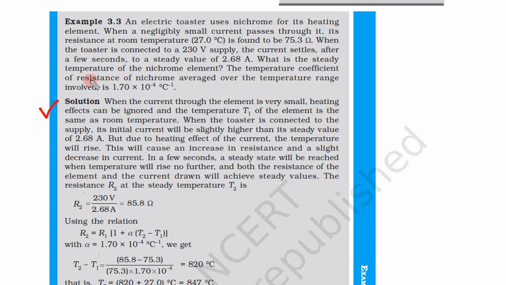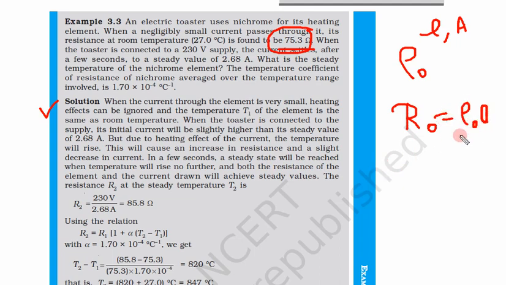Let's solve this problem. What we are given is the initial resistance, so this is R naught. Let us say the length of this wire is L and cross sectional area is A. So R naught is equal to rho 0 L by A. R naught is given as 75.3 ohms.